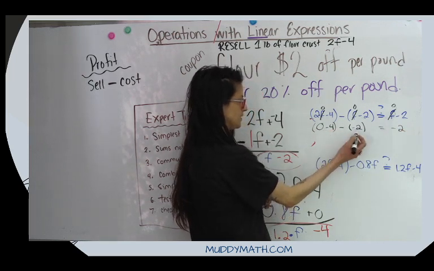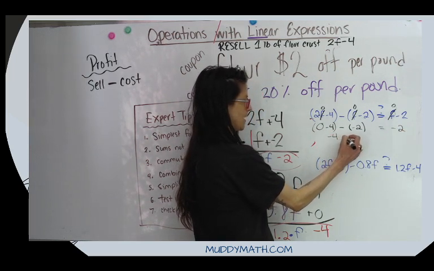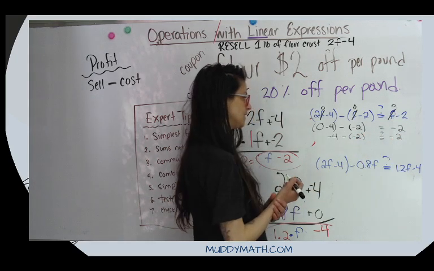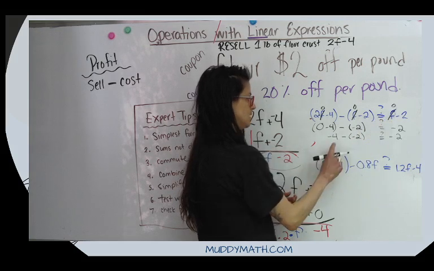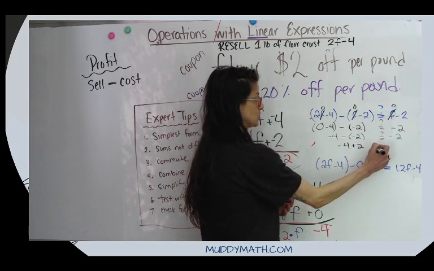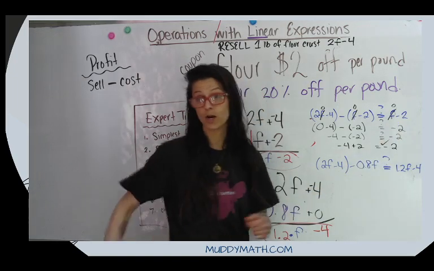So then I simplify in the parentheses, I get negative 4 minus negative 2, and I'm asking myself, is that equal to negative 2? Negative 4 minus negative 2 is the same as negative 4 plus 2, which is equal to negative 2. So that one works. Very good.